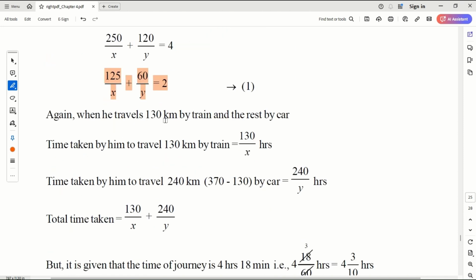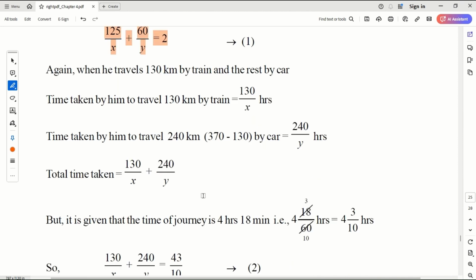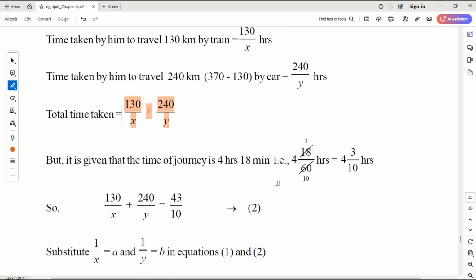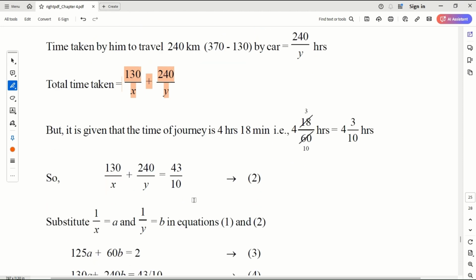Second situation, if you travel 130 kilometers by train, that is 130 by x, plus the remaining, 370 minus 130, which is 240. So 240 by y by car. Then it takes 18 minutes more, that is 4 plus 18 by 60, or 4 and 3 by 10, which is 43 by 10 in hours. So this is your second equation.